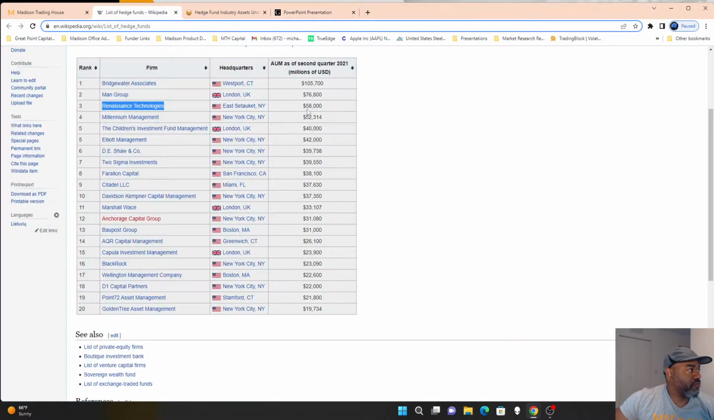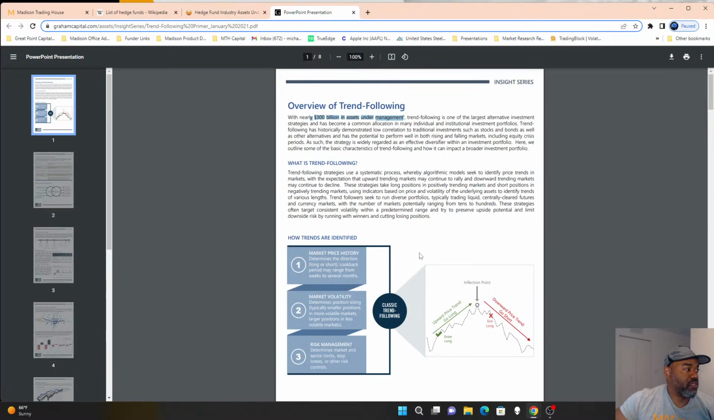Now, Renaissance Technologies has $58 billion, which means that they represent a large chunk of what would be considered trend following, assuming they are classified as such, which they should be. So in short, Renaissance Technologies represents a large proportion of that number, which means that there are not that many trend following strategies out there. There may have been a lot more in the past, but not as many anymore. Part of the reason for this is the markets became much more difficult to use trend following methodologies on.